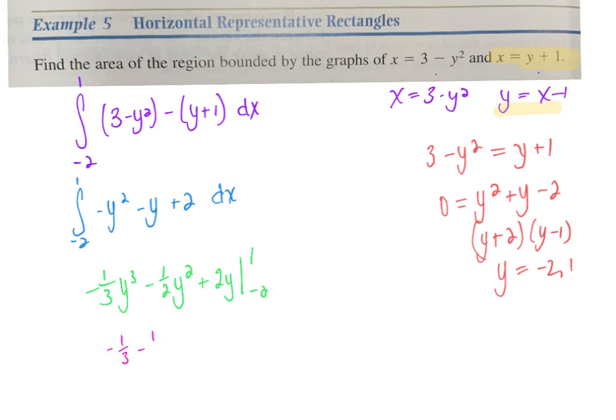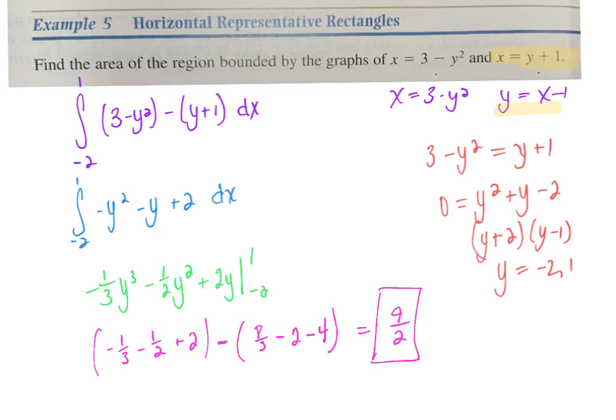Negative 1/3 minus 1/2 plus 2. Here we subtract because remember you are still finding the area. 8/3 minus 2 minus 4. You end up with 9/2. And I can show you the fraction here would be 6s.